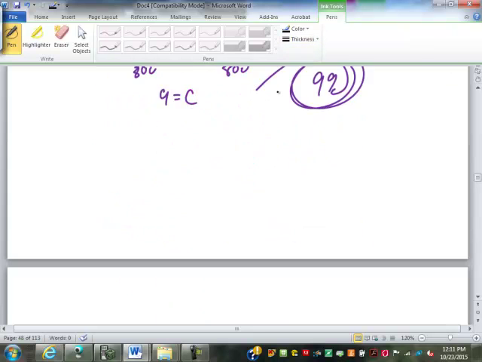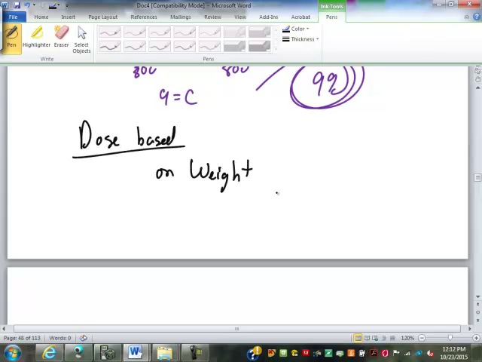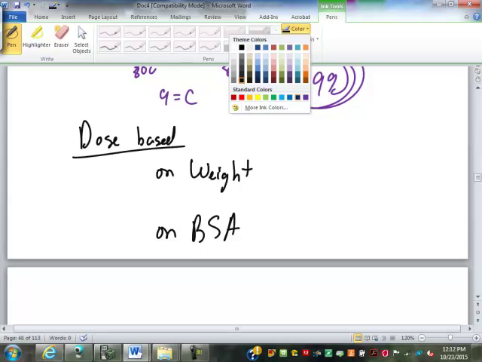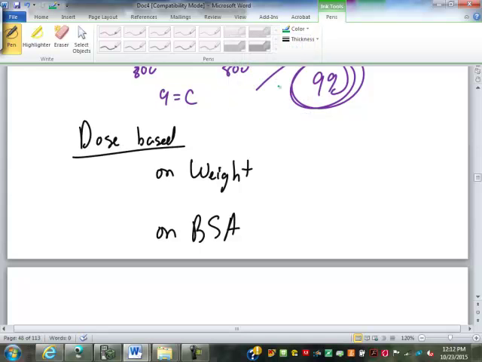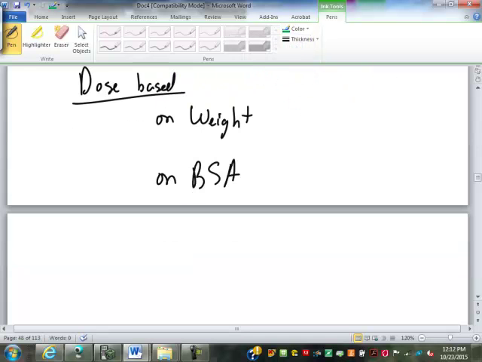Okay. And of course, you need to be able to do dosages based on weight, like we did to start the hour and to end last week, based on body surface area. So if I give you 2 grams per kilo or 2 milligrams per kilogram, how many milligrams need to be administered?